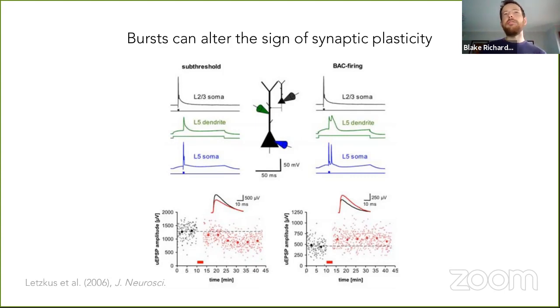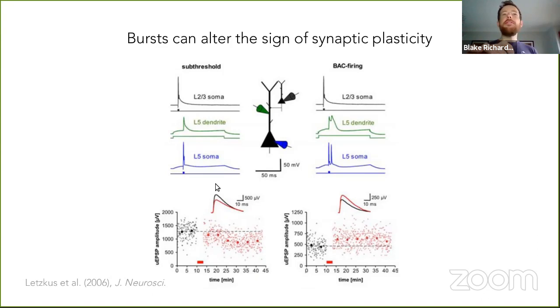This has been shown by a few papers, but this is one nice, very clear example from Letzkus et al. back from 2006. Here they're patching a presynaptic cell, a postsynaptic L5 dendrite, and the postsynaptic L5 cell's soma. And what they show is that if they do a standard plasticity induction protocol with pre before post, they actually get long-term depression in that synapse from the L2-3 neuron to the L5 neuron.